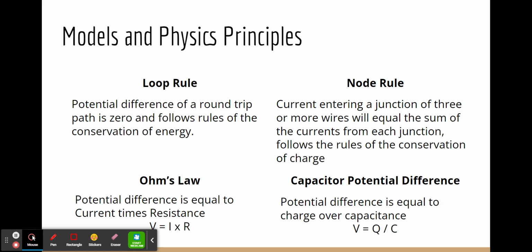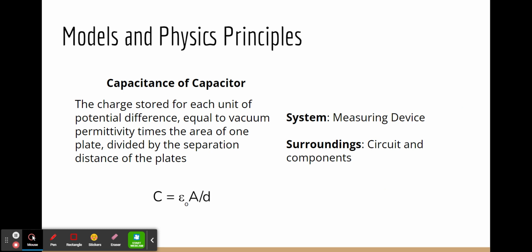And Ohm's law, which usually shows the voltage, but it's used here to show the resistance across a resistor. And this equation is the capacitor potential difference, to the right. The capacitance of a capacitor was also used, and the equation is shown below. The charge stored for each unit of potential difference is equal to the vacuum permittivity times the area of one plate divided by the separation distance of the plates.